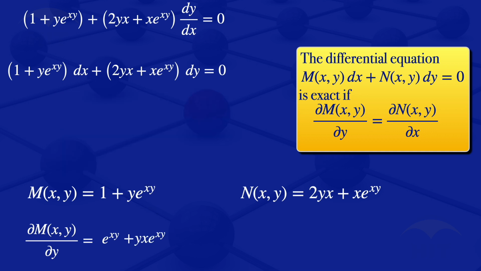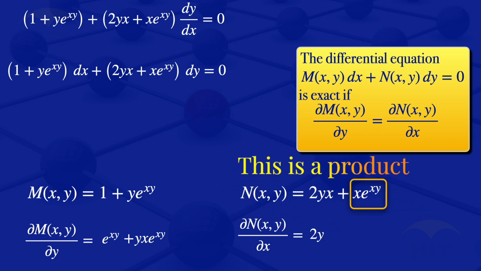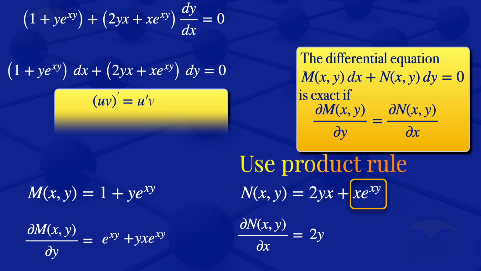I now move on to evaluating the partial derivative of N with respect to x. I'll look at this part first, 2yx. Differentiated with respect to x, treating y as a constant, we get 2y. Now go on to the second part of the N, x e^(xy). This is a product of functions of x. We have x multiplied by e^(xy). So we have to use the product rule.